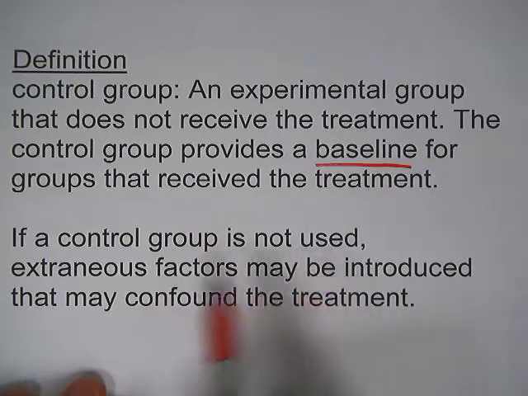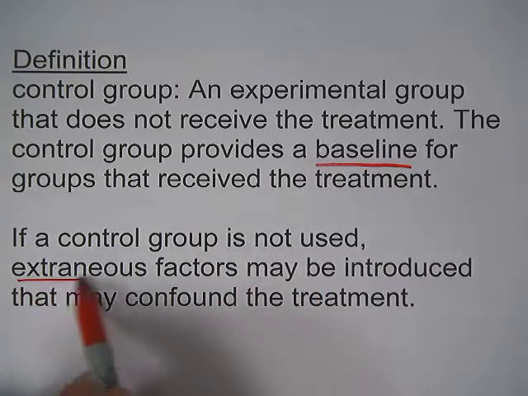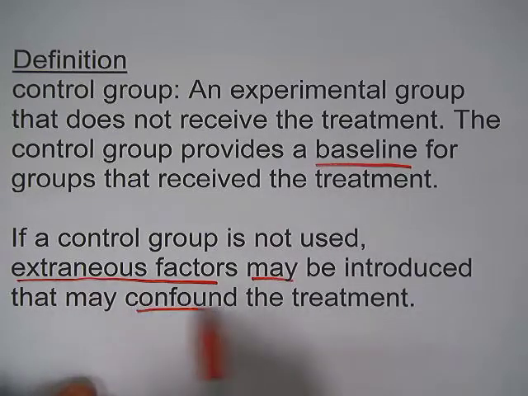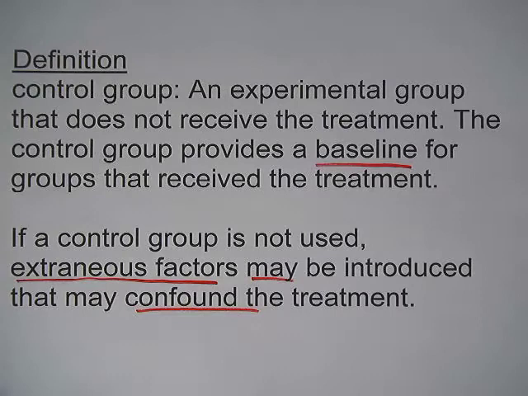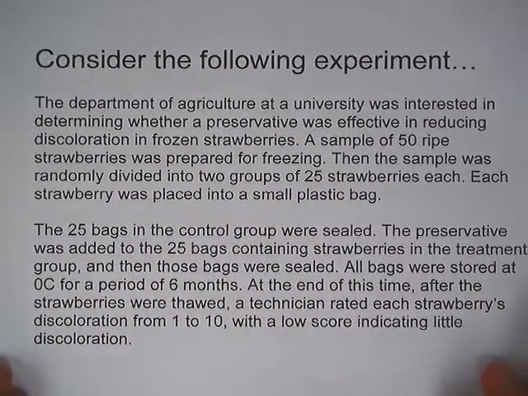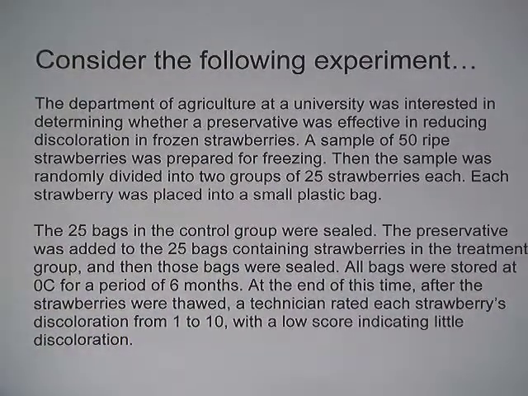If a control group is not used, extraneous factors may be introduced that may confound the treatment. Okay, remember extraneous factors are bad, so anytime we can eliminate those extraneous factors, in this case by using a control group, that's considered good. Alright, so let's take a look at an experiment that was done and try to indicate, first of all, where the control group was used and why it was needed.